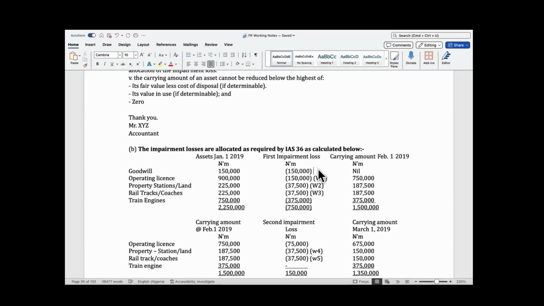So that 225,000, we need to then share it amongst these assets based on their carrying amount value. So we need to share it among this, this, and this. Yeah, David, I can see your hand.